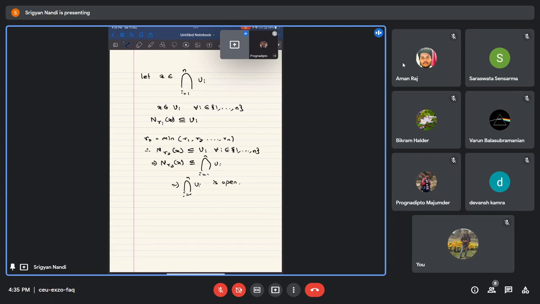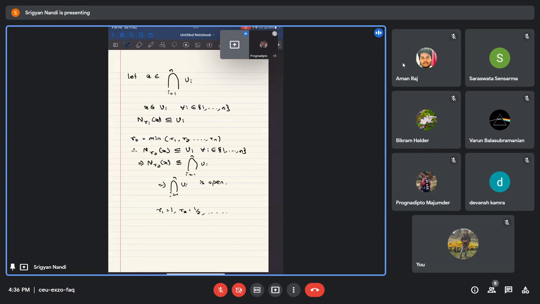Now, the problem here is that we cannot apply the same logic to an arbitrary intersection, because what we did here when we took R0 equal to the minimum of R1, R2 up to Rn is that we assumed that this minimum will not go to zero. That was a safe assumption, because R1, R2 up to Rn is a finite set and each of these is greater than zero. So the minimum of a finite set of positive elements is always a positive element. But if it's an infinite set, we might have had that R1 was equal to 1, R2 was equal to half, and so on. In this case, we won't have a positive minimum. The minimum will be zero if we go along the same path, in which case it can't be a valid open neighborhood because the radius has to be positive. That's why it was a necessity that it's a finite collection for the intersection.